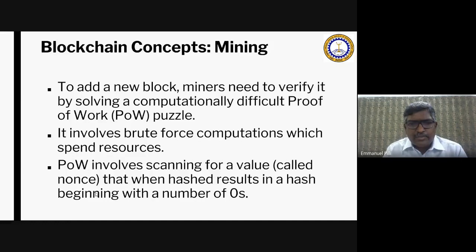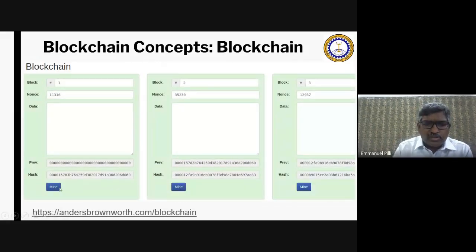So it involves brute force computations. What you need is to scan for a value called the nonce, such that the hash results in a hash beginning with a number of zeros, right? That is the proof of work algorithm, or the consensus algorithm, and proof of stake also comes in later. So this is how the mining happens. When you mine it, this is how it looks.